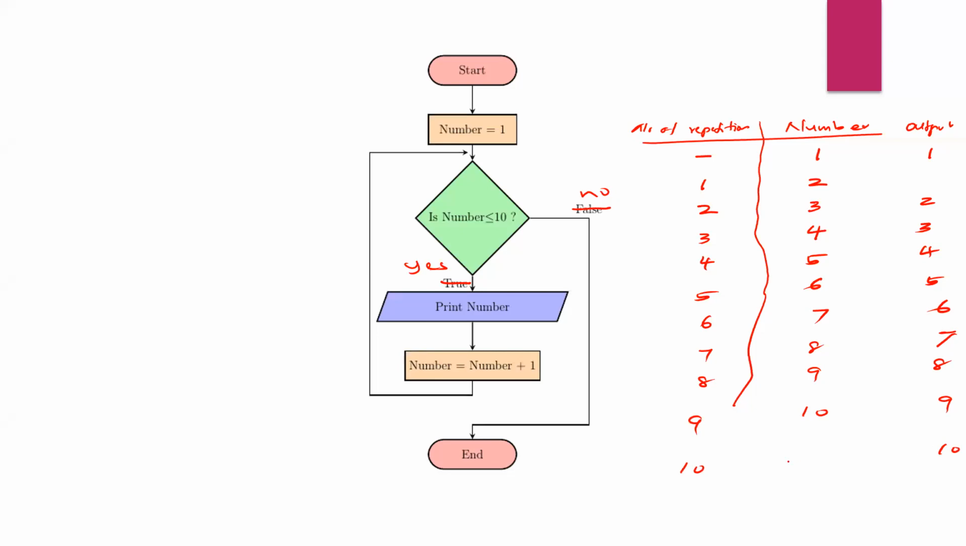You print 10. 10 plus 1, this becomes 11. So once you say 11, is 11 less than or equal to 10? No. So you stop. So the output will be 1 to 10. And it is repeated 10 times. So that's one way we can use to represent this.